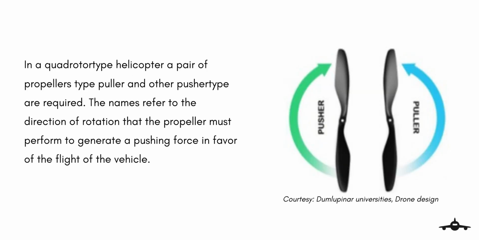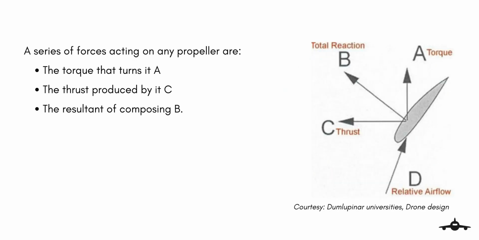In a quadcopter type helicopter, a pair of propellers, puller type and pusher type, are required. The names refer to the direction of rotation that the propeller must perform to generate a pushing force in favor of the flight of the vehicle. A series of forces acting on any propeller is shown in the figure and must be known. The torque that turns it is A, the thrust produced by it is C, and the resultant of the composition is AB.